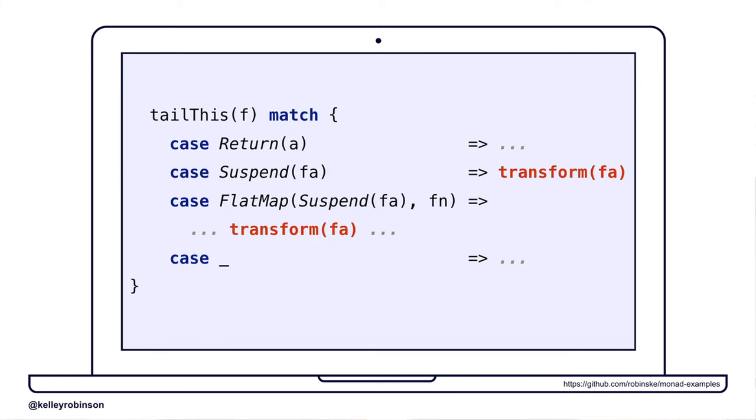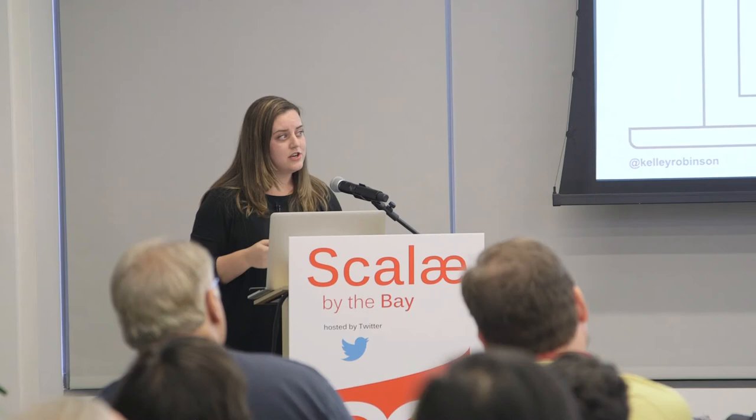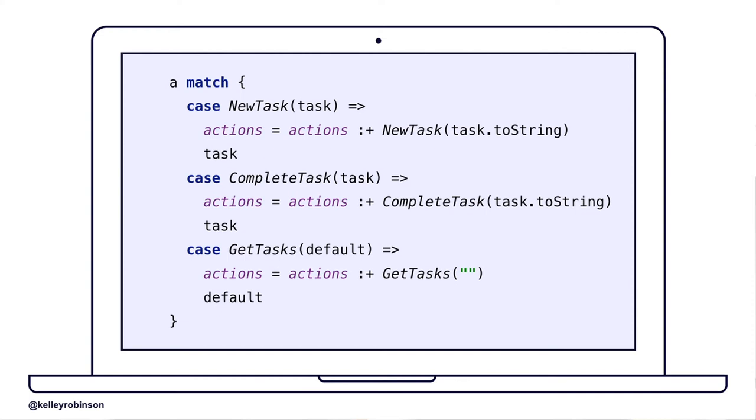So we can define a test interpreter. And this is going to take some input list of actions. It's going to start being empty. And we're going to build up our expected list of actions using this test interpreter. And so in the body of this apply method to create the test interpreter, you can start to see how the evaluation will happen. And so we're pattern matching on that DSL to define the actions that we want to take.